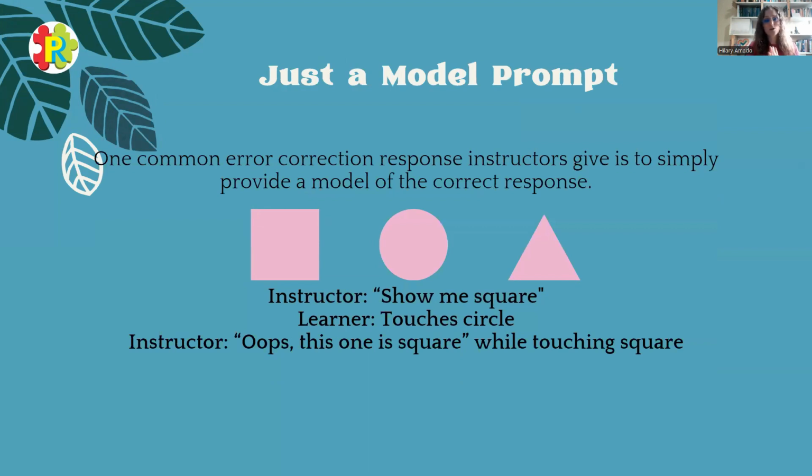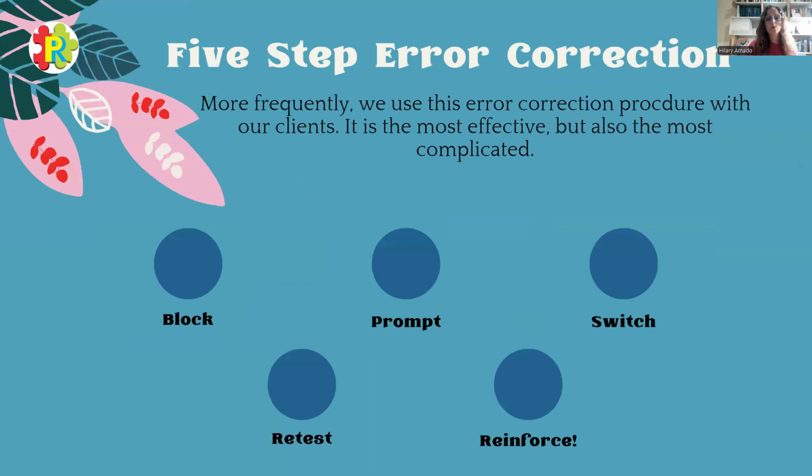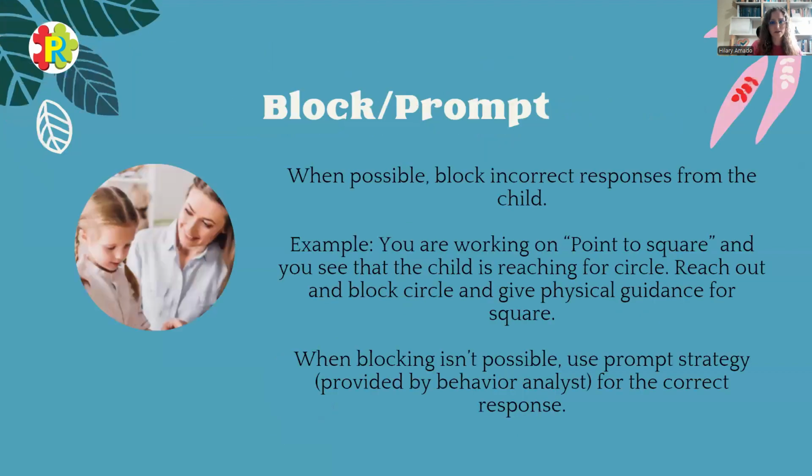The instructor says, "Oops, this one is square," while they touch square. The problem, again, with this type of correction is that the learner is not required to give the correct response to move on. A more recommended error correction procedure might look something like this, where you block, you prompt, you switch, retest, and reinforce. So let's take a look at that a little more in depth here.